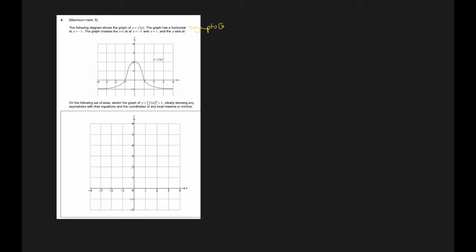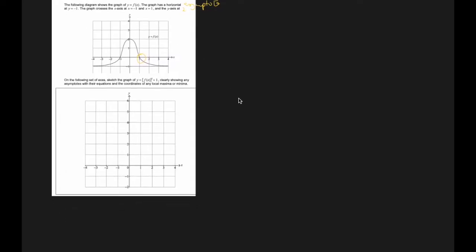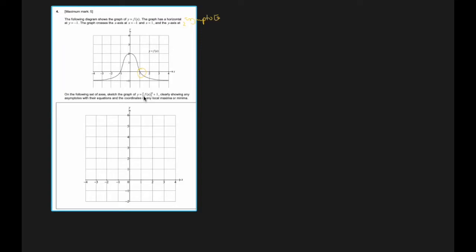The graph crosses the x-axis at x equal to -1 and 1. So this and this, okay. And the y-axis at 2. We can see at 2, so let's write 2. Okay. On the following set of axes, sketch the graph of first the whole f(x) squared and then plus 1, clearly showing any asymptotes with their equations and coordinates of any local maxima or minima.